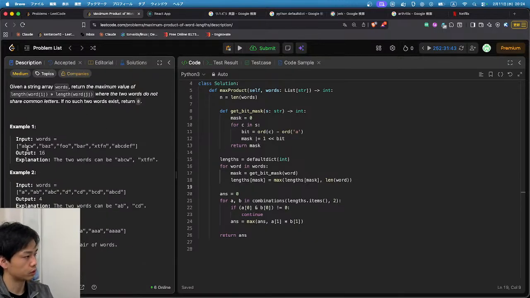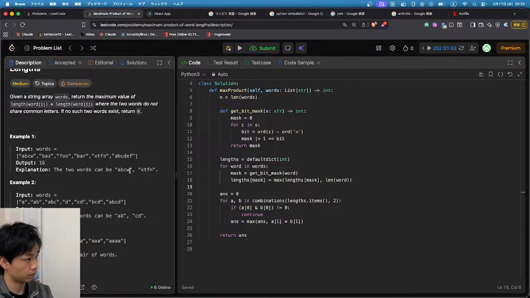So, for example, in this case, there are 1, 2, 3, 4, 5, 6 words, and the answer is 16 because ABCW and XTFN is the combination that can meet the condition. That is, the two words do not share common letters and the formula can get the maximum value. 4 times 4. The answer is 16.